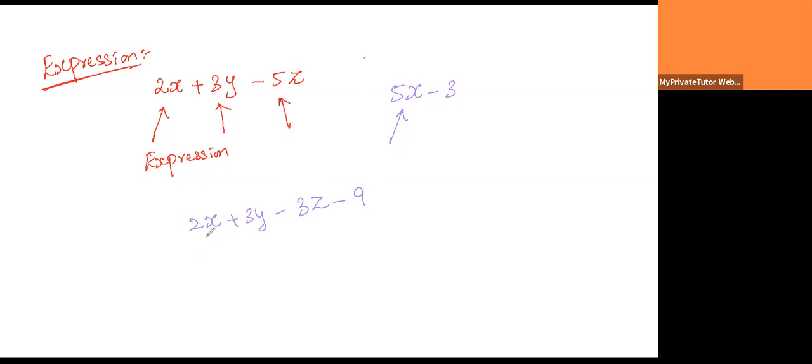See, we have one term as 2y, 3y is the second term, and minus 3z is the third term, which means we have four terms in it. Even minus 9 is a term, isn't it? It is a constant term. I hope you guys are able to follow me. Okay, let's go to the definitions and have a look at it.